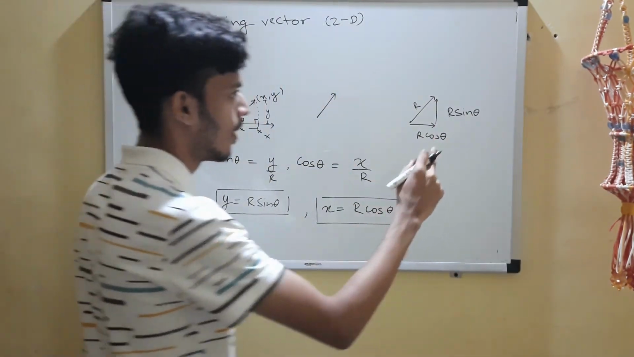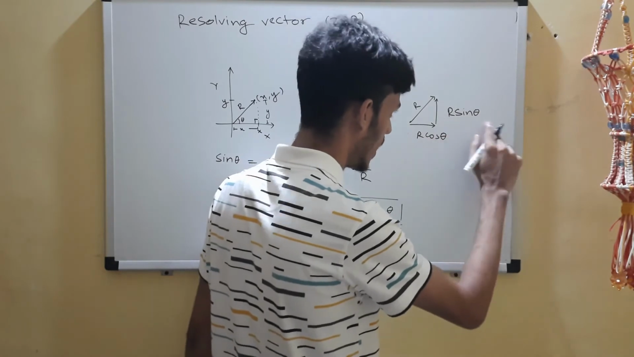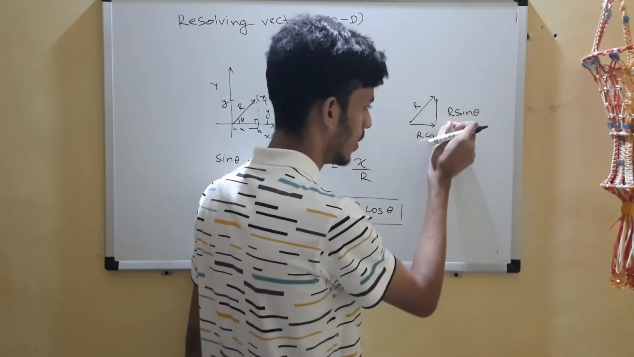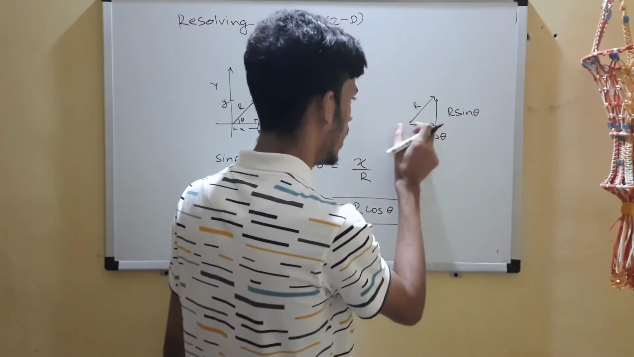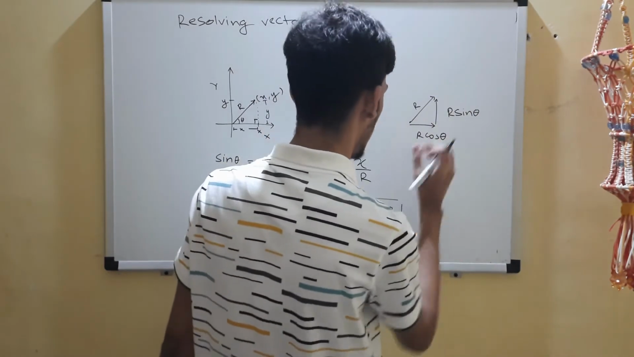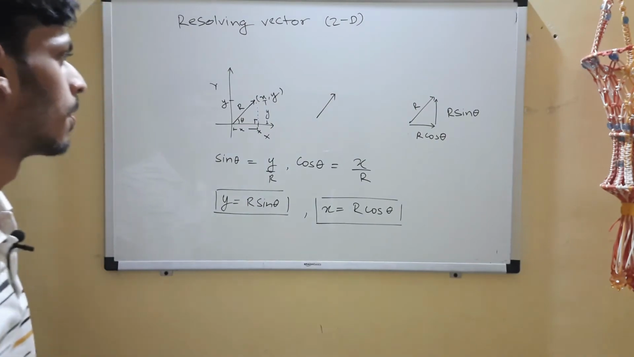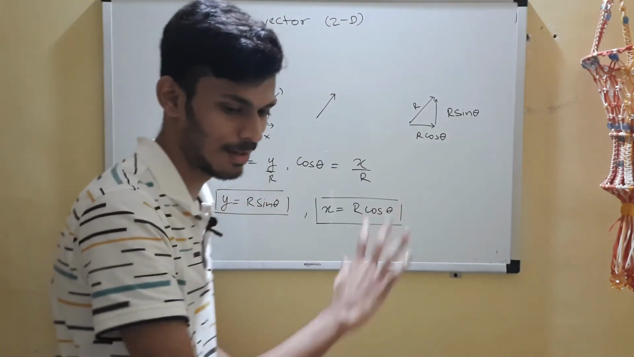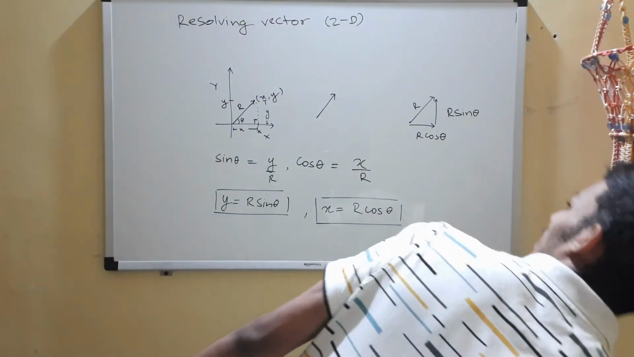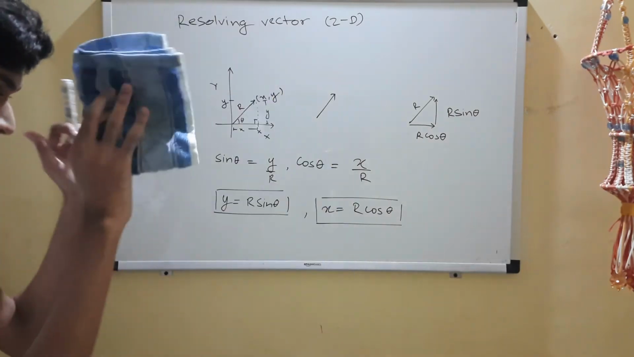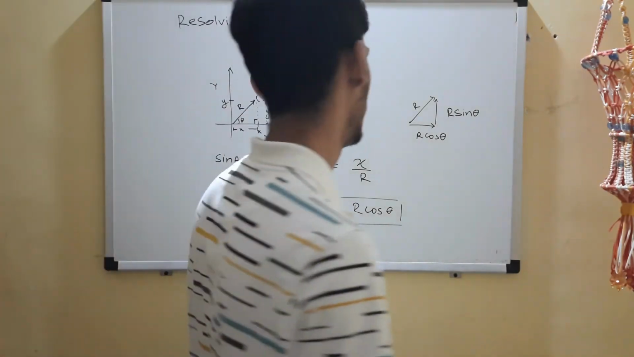So the shortcut to remember is the vertical side will be r sin theta, the magnitude times sin theta, and the horizontal side will be cos theta. This is vertical, and this is horizontal. So we'll quickly try a problem on this. It's very interesting, right, and very useful in 2D.